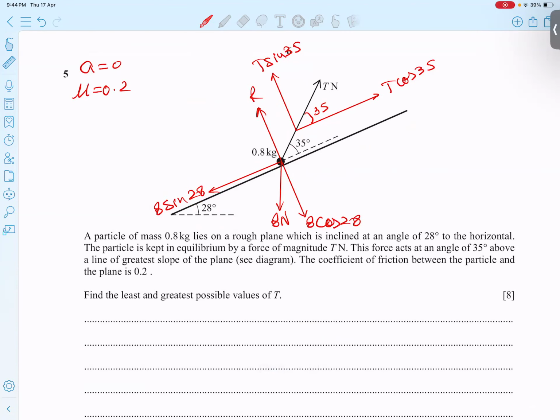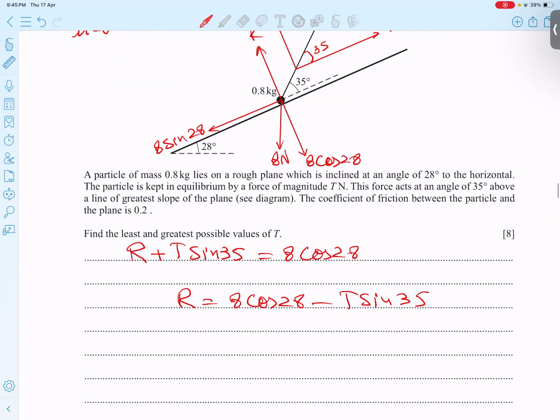So basically, what is the R component? These two forces act upward and this one downward, perpendicularly. So angle 90 degrees, angle 90, angle 90. That is why I have taken the 90-degree component. So I'm writing R plus T sine 35 is equal to 8 cos 28. So it goes to the other end, and I'm writing here R is equal to 8 cos 28 minus T sine 35.